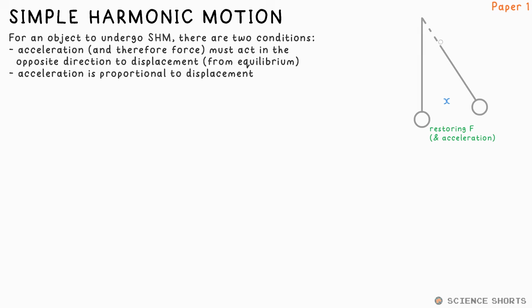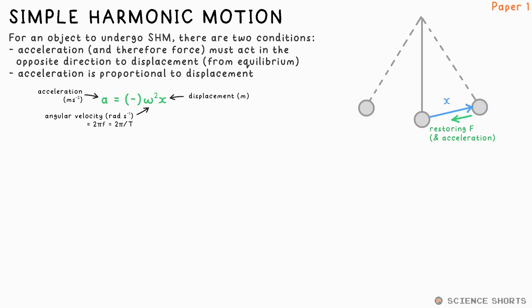Simple harmonic motion describes the motion of any object that is oscillating around a point, like a pendulum or a mass on a spring. There are two conditions. The acceleration must be proportional to the object's displacement from equilibrium, and it must also be in the opposite direction to the displacement. What's true for acceleration is also true for the force, the restoring force, that's trying to get it back to equilibrium. The equation a equals minus omega squared x shows both of these conditions.